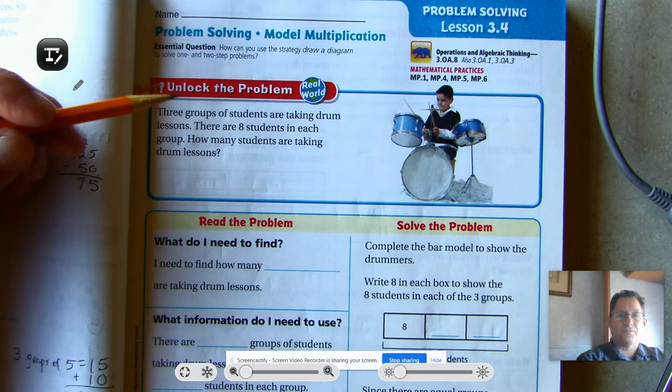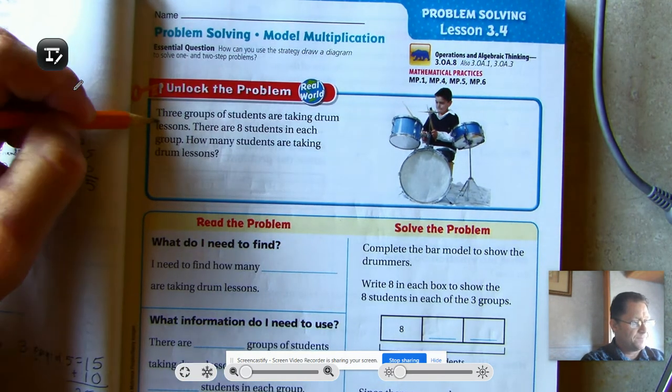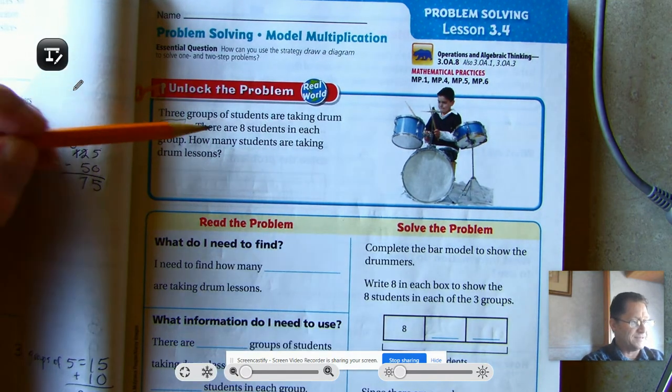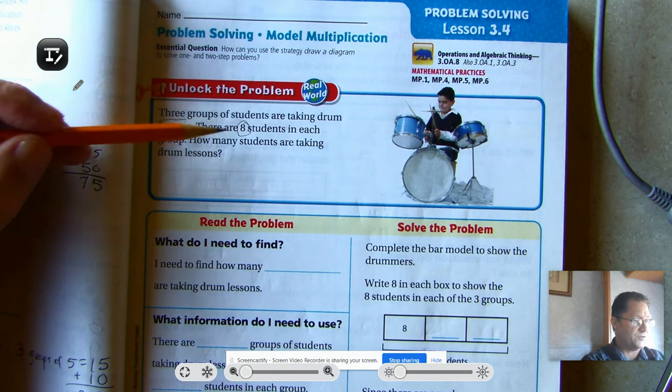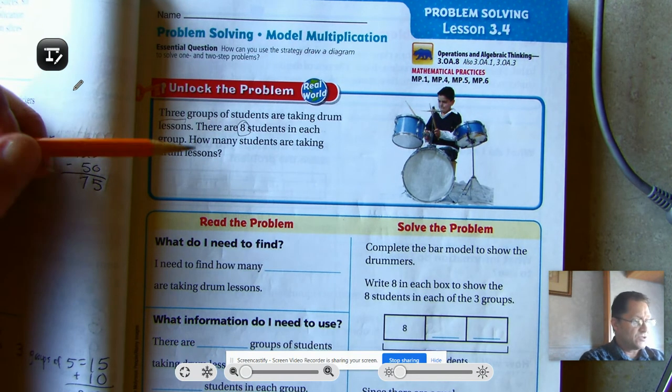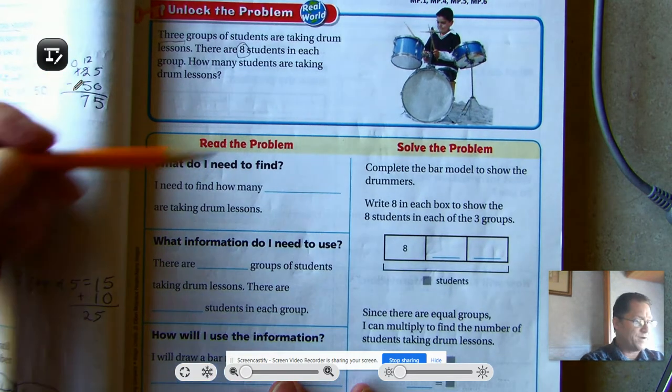So, unlock the problem. 3 groups of students are taking drum lessons. There are 8 students in each group. How many students are taking drum lessons? So how do we go about solving this word problem? First, what do we need to find?